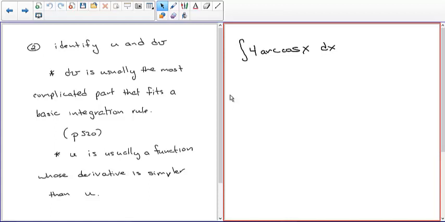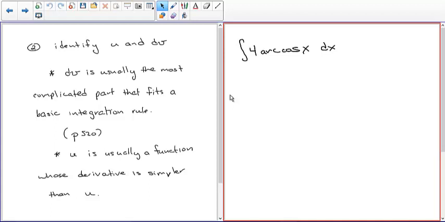Covered similar to it, but I want you to go through the process. So this is: what is the integral of 4 times the arc cotangent of x? And again, this is not one that is obviously integration by parts.